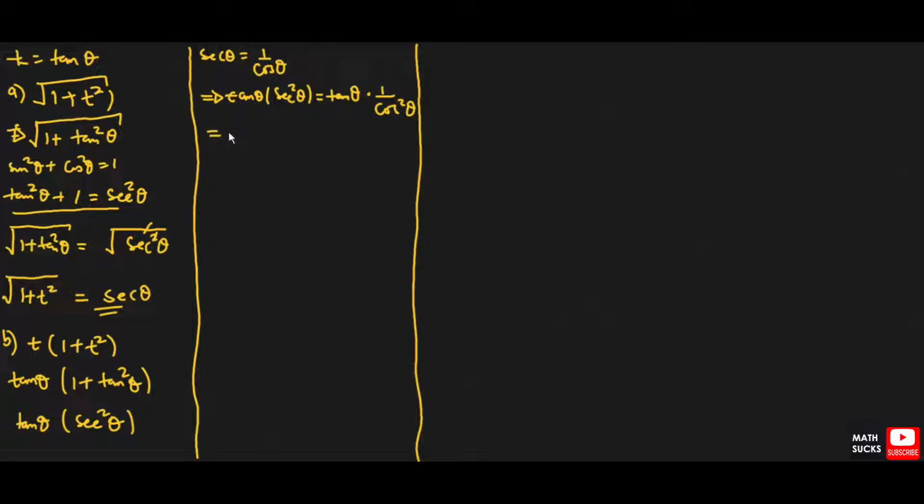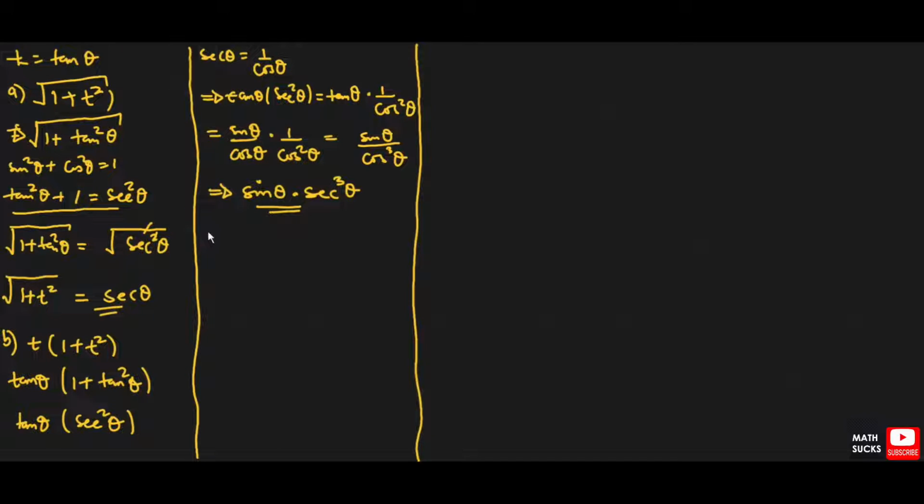Let's see what we have. So tan theta is sine theta over cos of theta, then times 1 over cos squared of theta, which means we have sine theta over cos to the power 3 theta, and so this can be finally left as sine theta times sec cubed theta. We can keep it either way, but it's better here because we have then combined all the cos functions together to form the sec cubed.